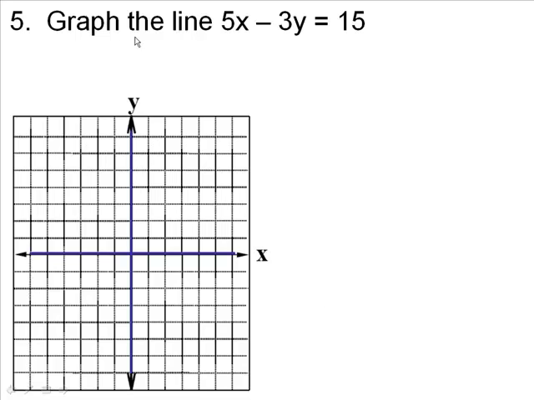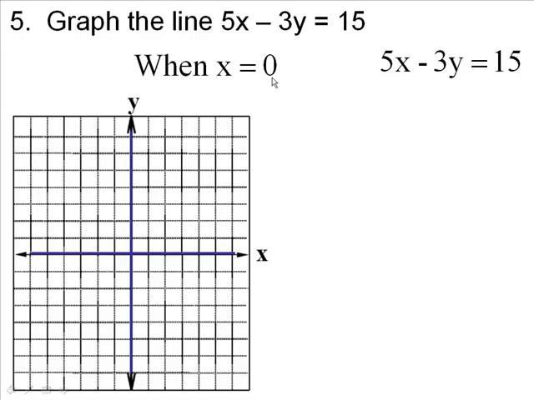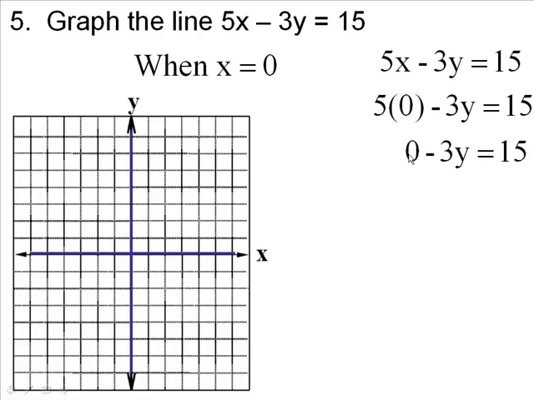Number 5. Graph the line 5x minus 3y equals 15. Well, let's let x be 0. And when we do, we'll write our equation over here. We'll put 0 in for the x. You have 5 times 0, which is what? What's 5 times 0? It's 0, right?